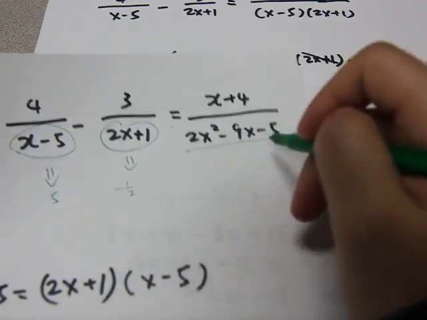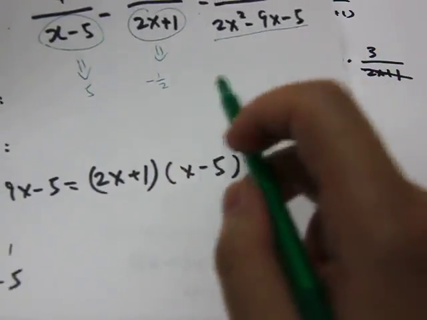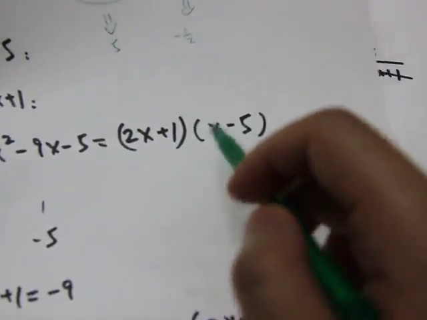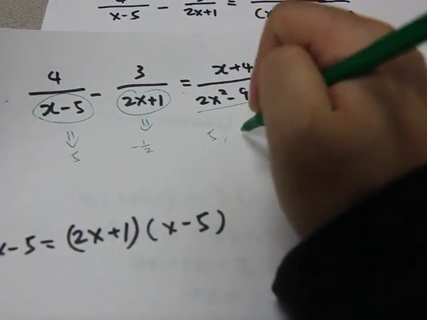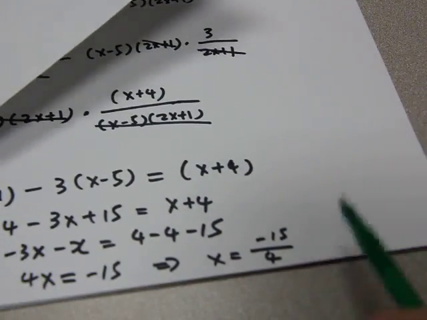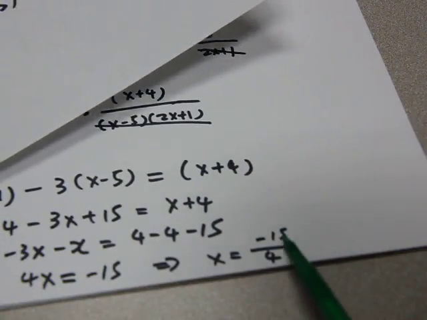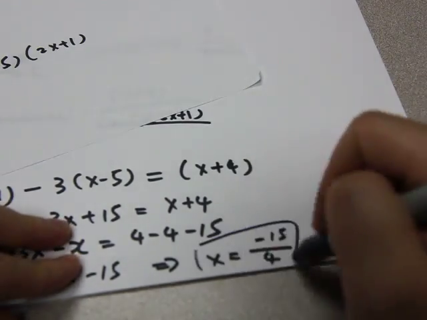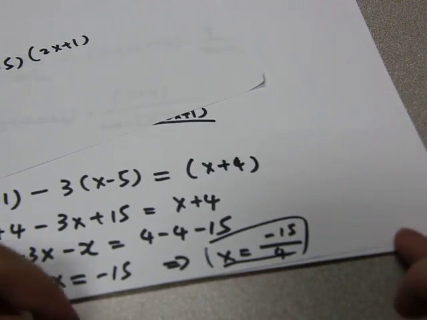Now for this denominator, because we can factor it into 2x plus 1 times x minus 5, the undefined values are 5 and negative 1 over 2. Okay, because negative 15 over 4 is not one of them, yes, that number is the solution of the equation.